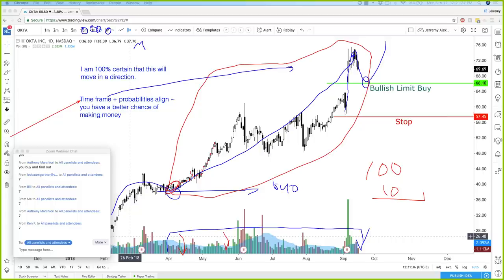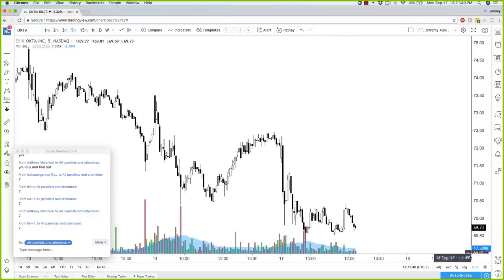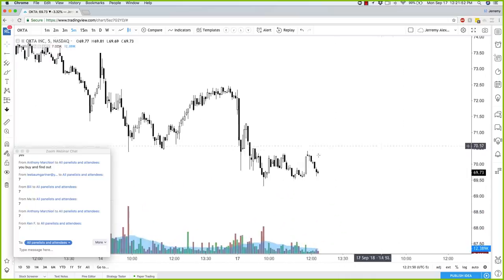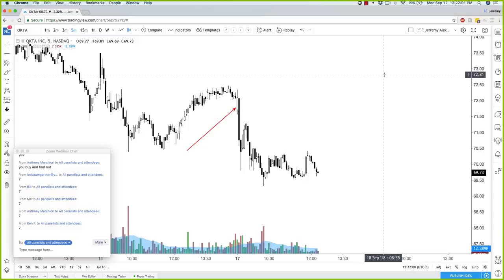The reason I'm bringing that up is because most people only wait 20 or 30 candles on a daily chart to find out if they're right or not, but that's not enough time. Because if I go into a 5-minute time frame, and this is the beginning of the day right here, on OKTA, the reason people like day trading so much is because you are getting 7.5 full hours of data every single day.